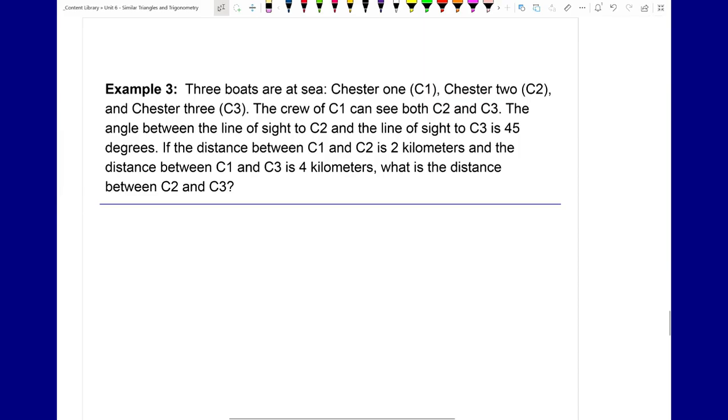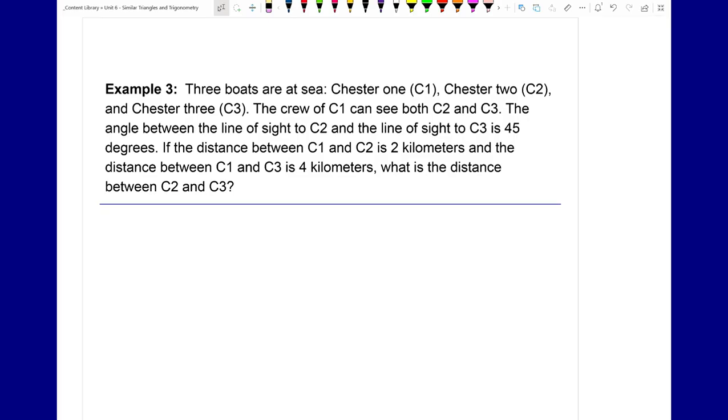Example 3. Three boats are at sea, the Chester 1, the Chester 2, and the Chester 3. The crew of C1 can see both C2 and C3. The angle between the line of sight to C2 and the line of sight to C3 is 45 degrees. If the distance between C1 and C2 is 2 kilometers and the distance between C1 and C3 is 4 kilometers, what is the distance between C2 and C3? Whew. A lot of C's there.